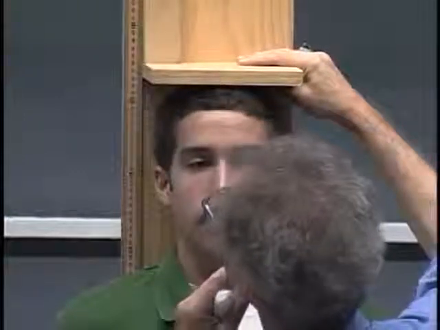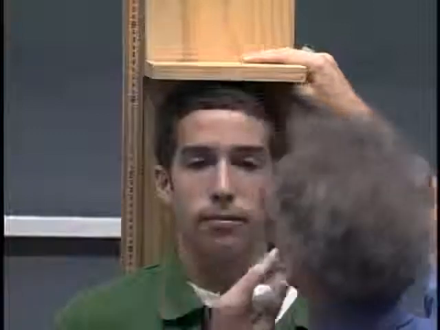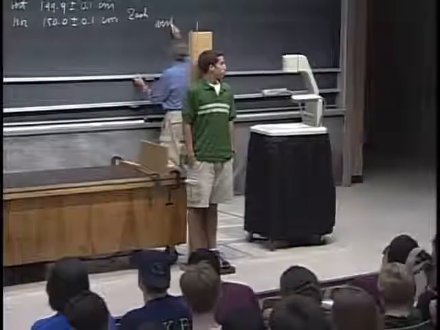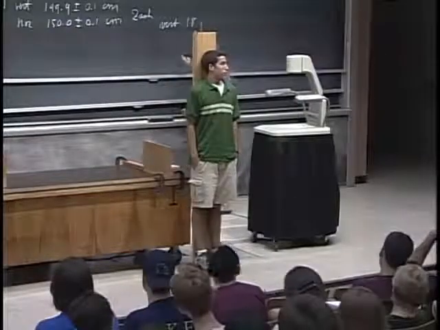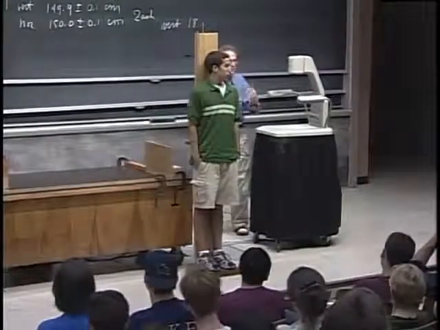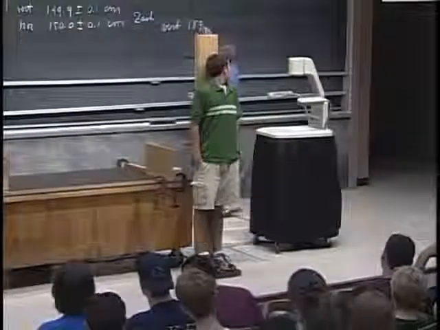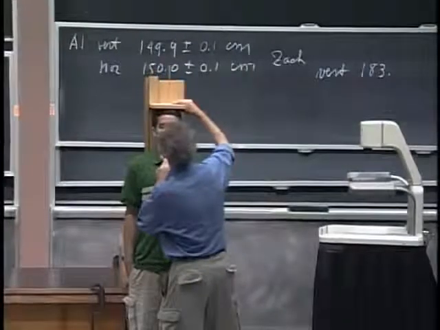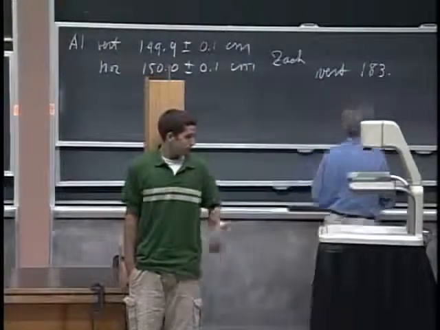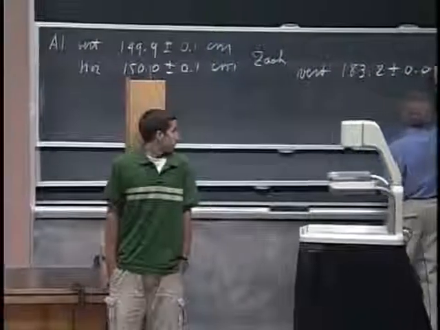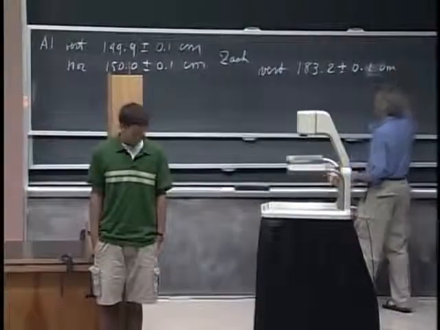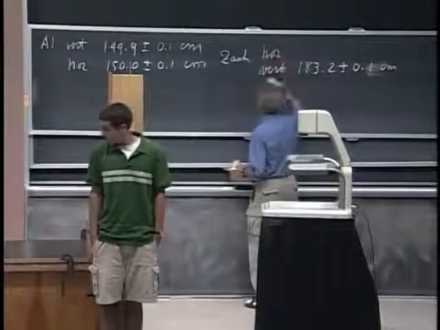Okay, 183.2. Stay there, don't move. This is vertical. What did I say, 180? 0.2, okay. 183.2, and an uncertainty of about 0.1 centimeters. And now we're going to measure him horizontally.